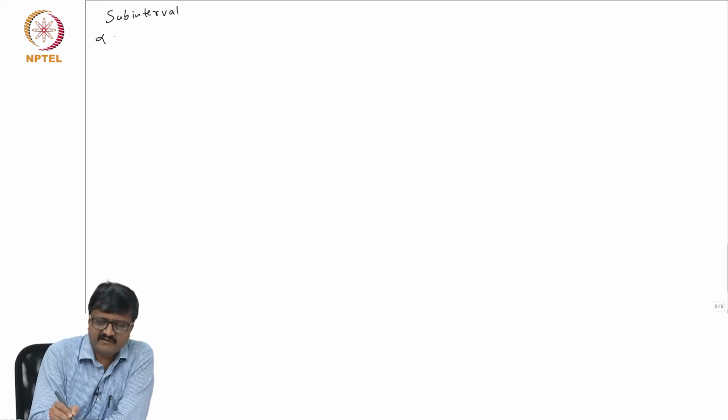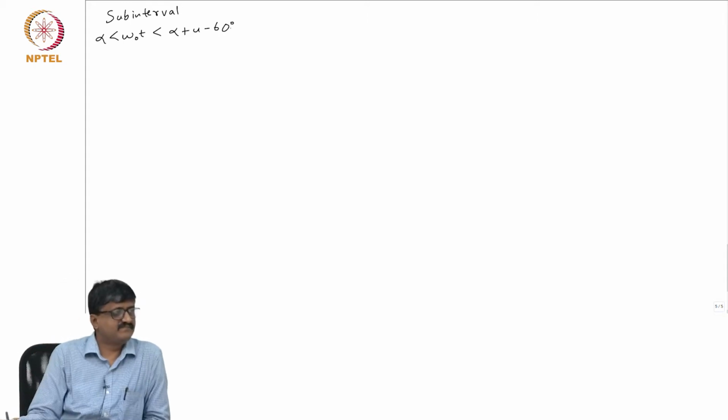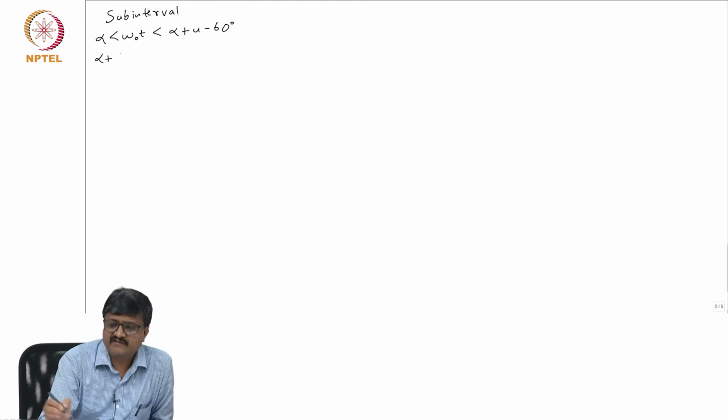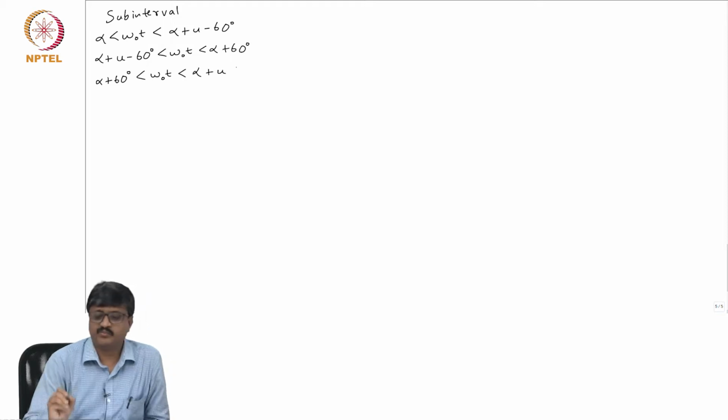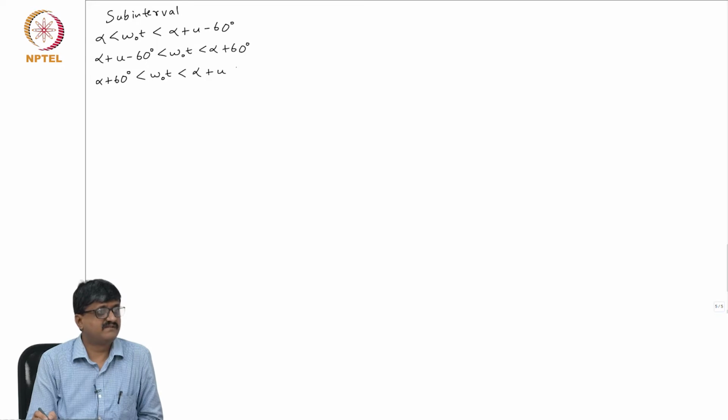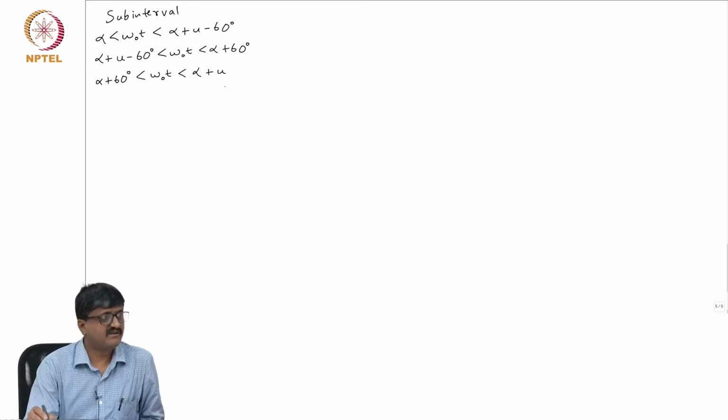So, I have to consider all the sub intervals. The first sub interval is always starting at alpha. So, omega t between alpha and alpha plus u minus 60 degrees. The second sub interval is alpha plus u minus 60 degrees to alpha plus 60 degrees, alpha plus 60 to alpha plus u. The third sub interval stops at alpha plus u.